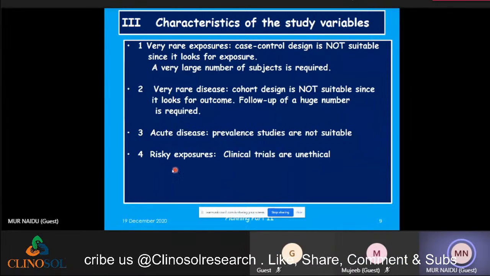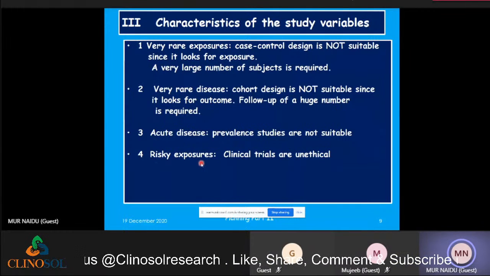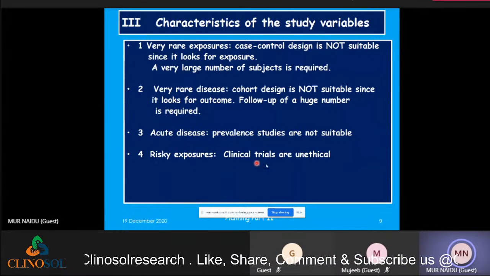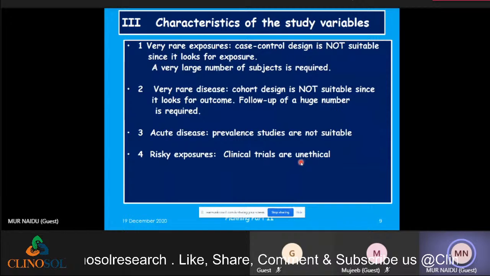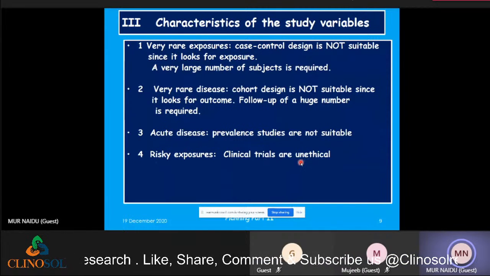So whenever there is a risky exposure with any drug which is highly toxic or can cause a lot of damage, doing a complete clinical trial is not ethical. You have to do a very small safety study and only then go further.